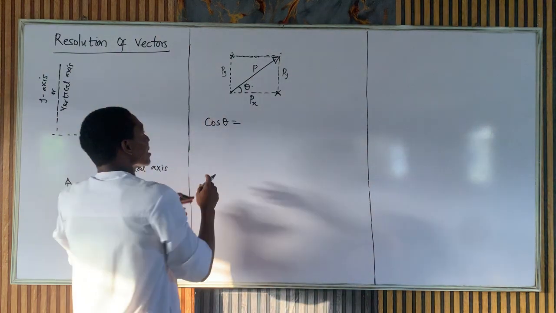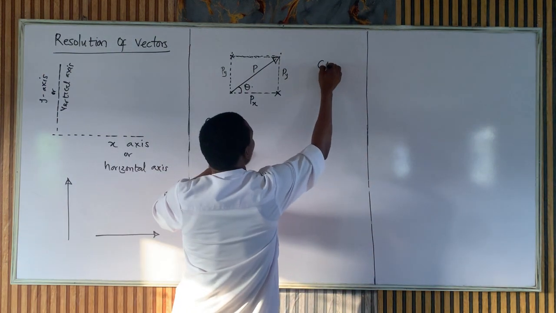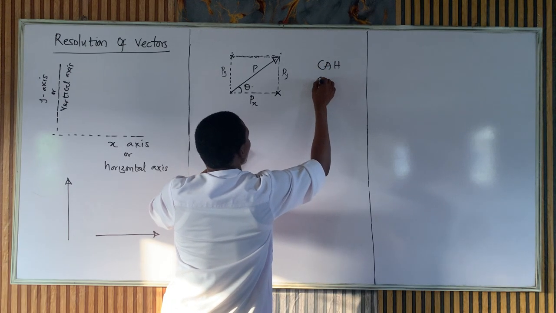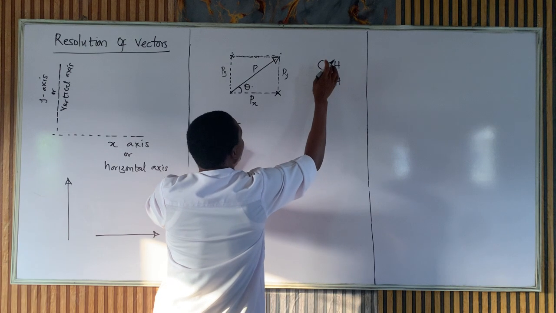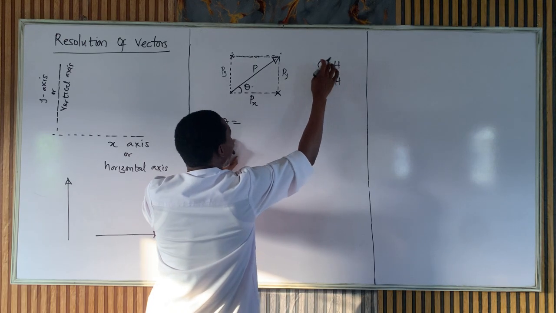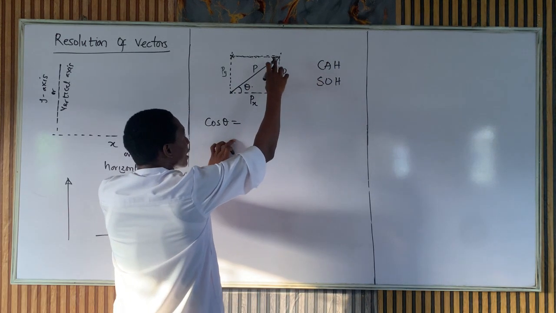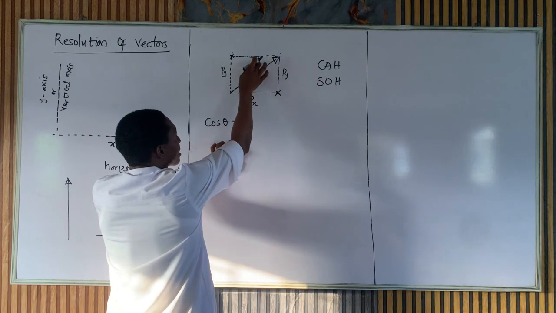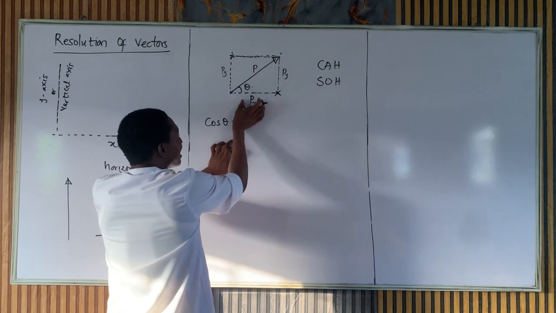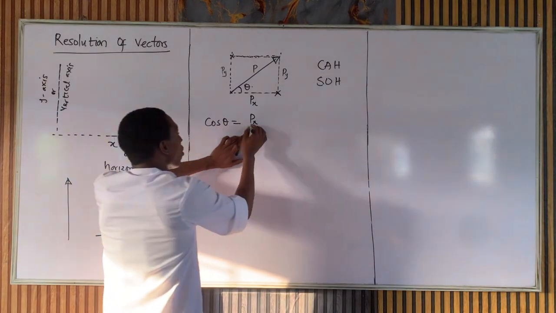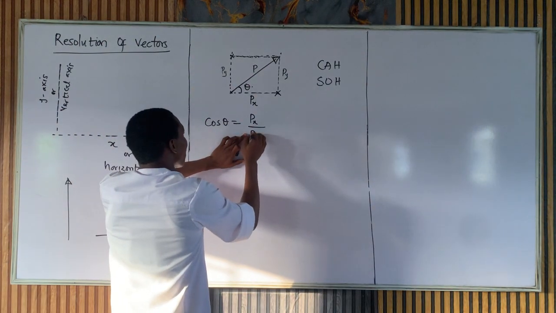Now, we can say cos theta is, using SOHCAHTOA, cos is adjacent over hypotenuse. This is the opposite, which is the P of Y, the vertical component. And then the hypotenuse is just this. And this is the adjacent. So adjacent is P of X, which is the horizontal component, over the vector P, the hypotenuse.